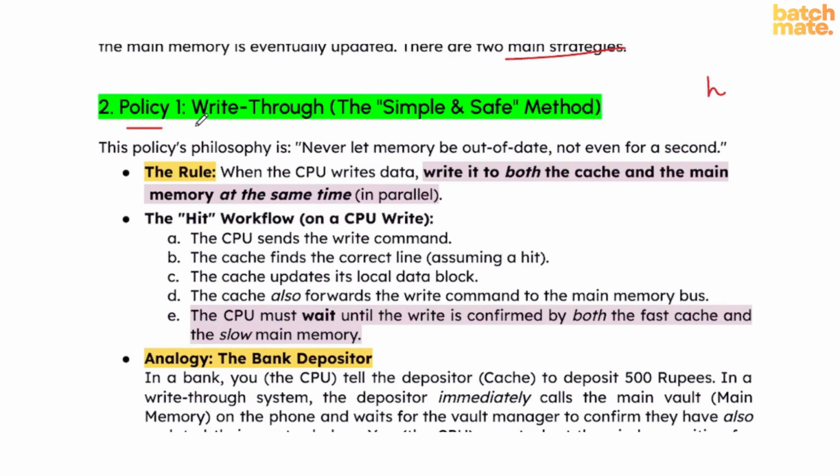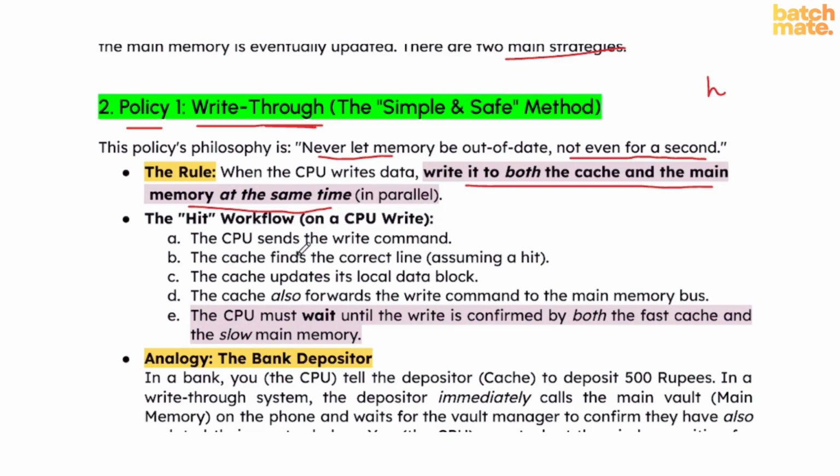First, the safe approach, write through. Here, the philosophy is to never let memory be out of date, not even for a second. The rule of the write-through method is that when the CPU writes data, write it to both the cache and the main memory at the same time, in parallel. Now, here is the hit workflow for write-through.